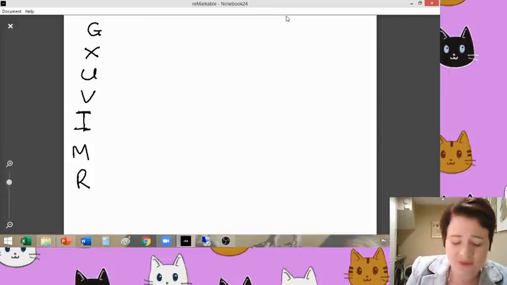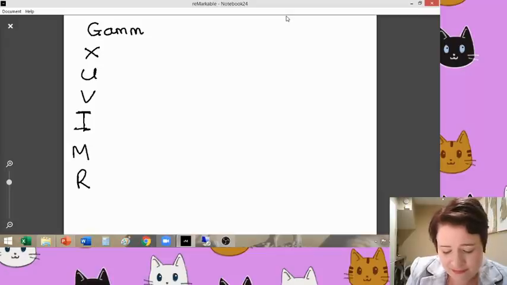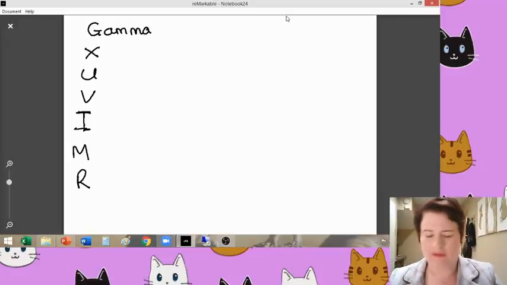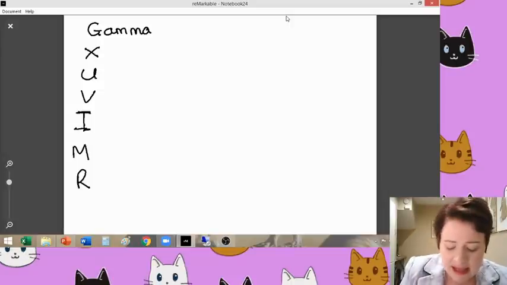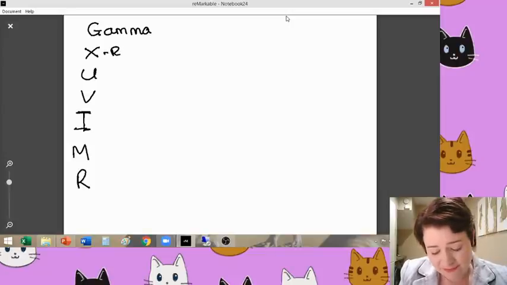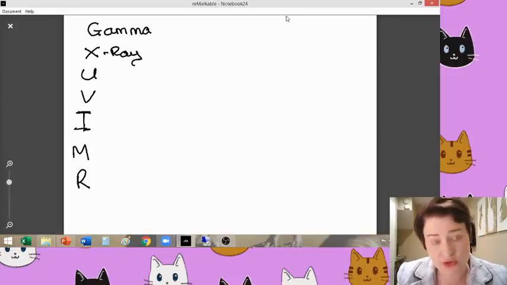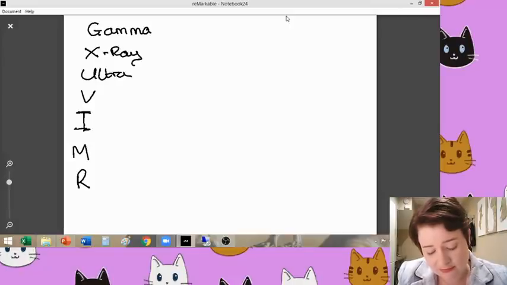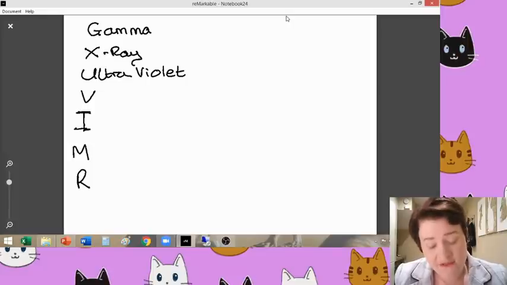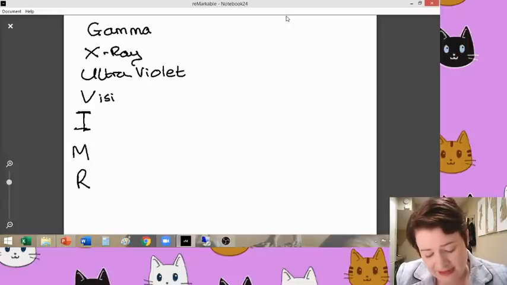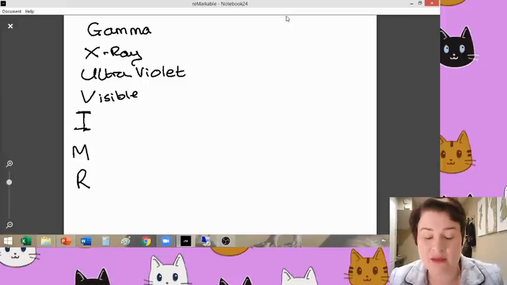So the G stands for gamma. Gamma radiation, gamma waves. We're talking Bruce Banner, the Incredible Hulk. Okay, X is for X-ray, U is for UV or ultraviolet, V is for visible light, i.e. the normal sorts of colours that we see. So within that we can talk about Roy G. Biv, red, Richard of York gave battle in vain, red, orange, yeah, the spectrum of the colours.